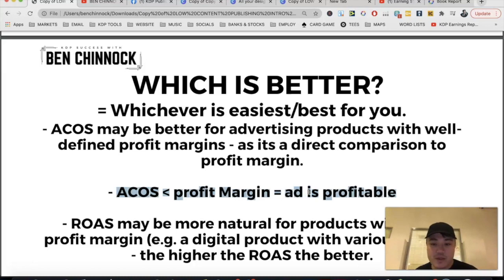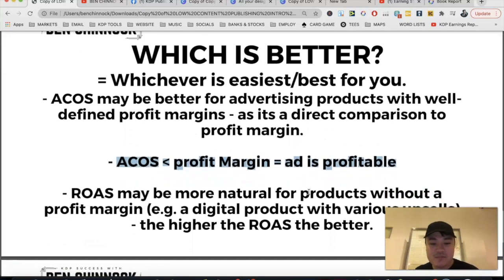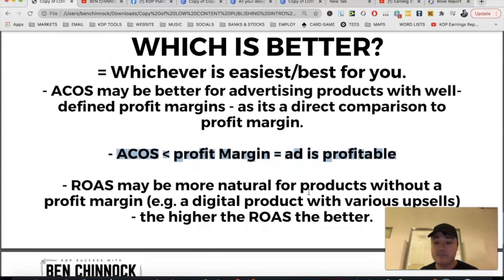So for me, ACOS wins for this one, but ROAS may be more natural for products without a profit margin, for example, a digital product with various upsells, because then you're just looking for the highest number. It may seem more natural just to look for the highest number out of a long list of keywords with different ROASs. So that may be an instance where ROAS is better than ACOS. But if you have a well-defined profit margin in your product, you know it's exactly this amount or that amount, then ACOS will be more natural. You're just comparing a percentage to another percentage.